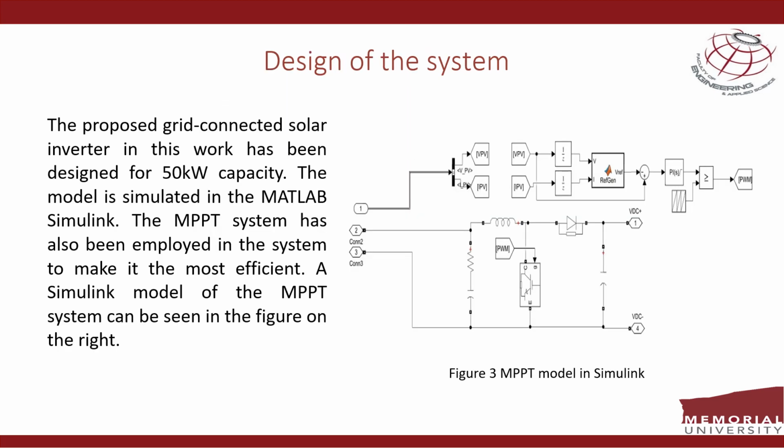In this work, the grid-connected solar inverter is designed to have a capacity of 50 kilowatts and to have the highest efficiency. Maximum power point tracking system has been employed in the design. The MATLAB simulating model of maximum power point tracking system is shown on the right side of the slide.